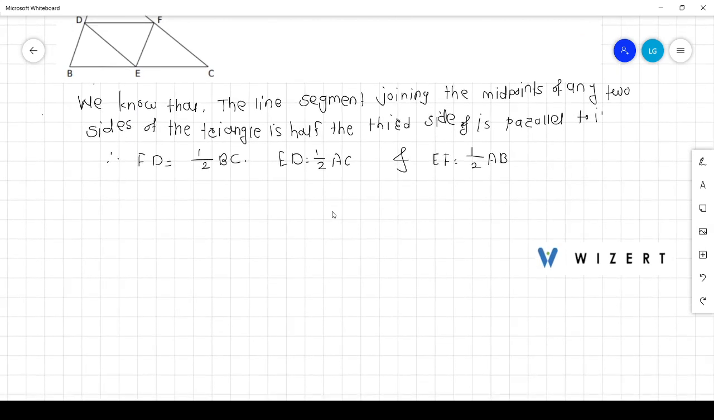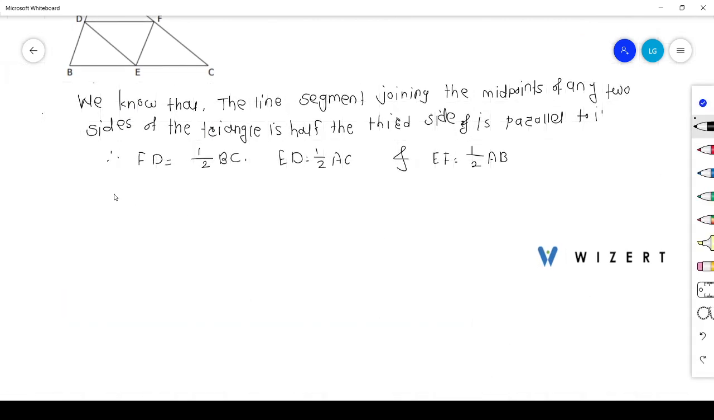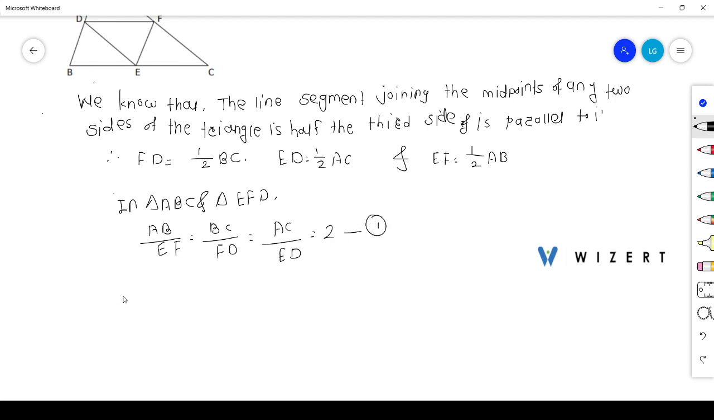Now in triangle ABC and triangle EFD, we have AB upon EF equals BC upon FD equals AC upon ED equals 2. Suppose this is equation number 1.